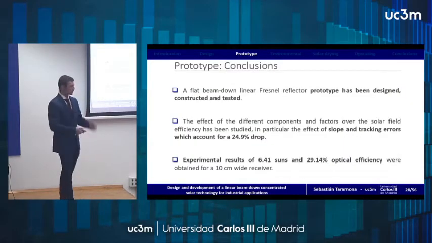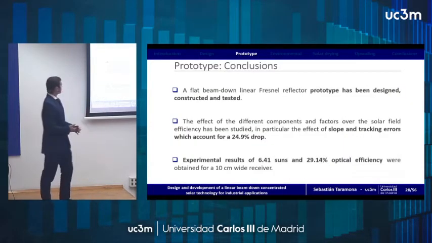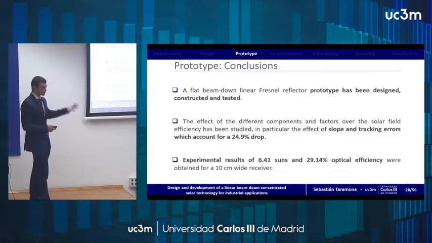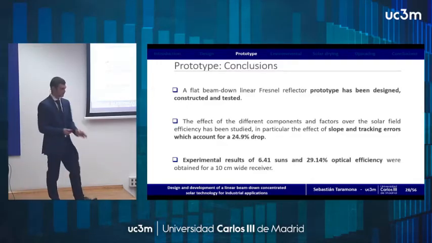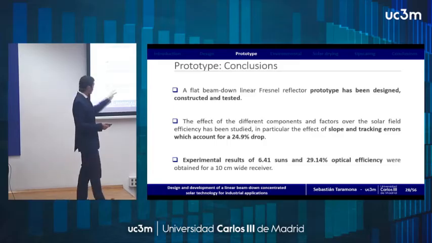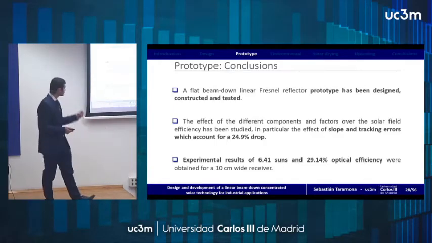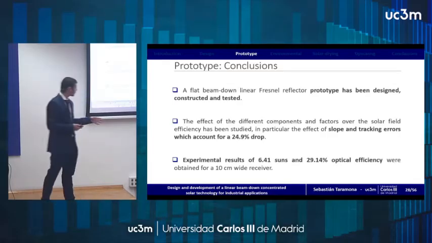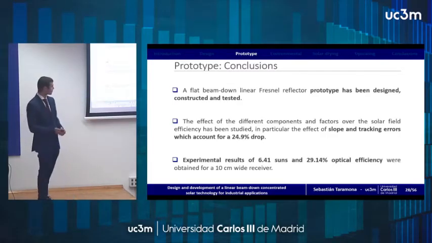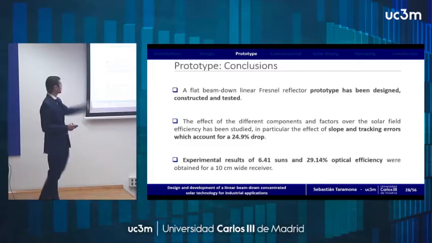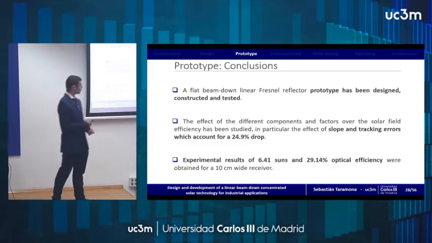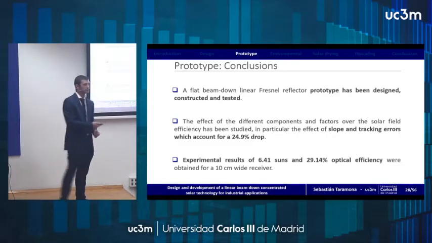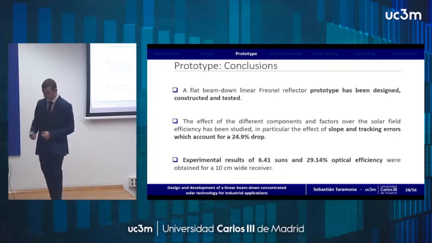Now, rounding up this chapter, we were able to design, construct, and test the first of its kind flat beam down prototype. We were able to quantify the slope and tracking errors, which relate almost to a 25% drop, and we were able to obtain the first experimental results with this technology, obtaining 6.41 suns and almost 30% of optical efficiency with this approach.